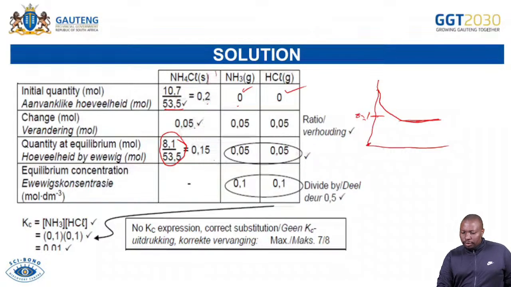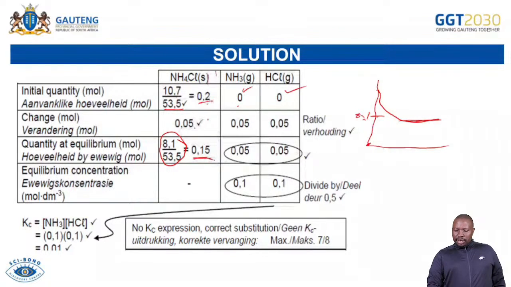We got this one, which was 0.2. Then we got this one. Then we're able to get the change. And then you know that our change now is 0.2 minus 0.15, which gives you 0.05. On the reactant side, it will be negative because it's being used up. On the product side, it will be positive. Remember, we're using the mole ratio, which is 1:1:1. That's why our change will have 0.05, 0.05, and 0.05.